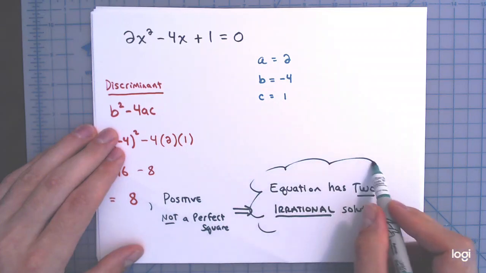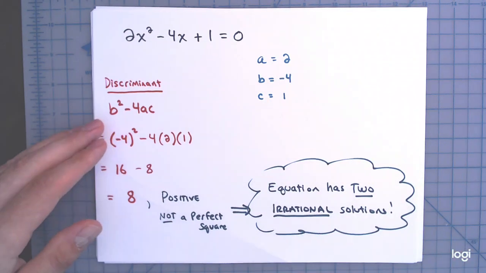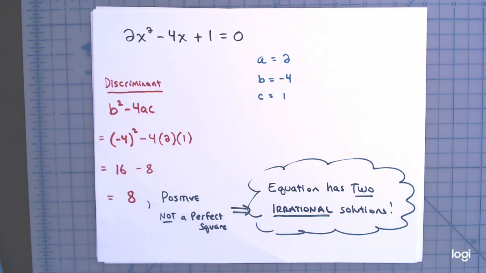Okay, and that's it. That was all I was asked to do. Find the value of the discriminant, if it was in standard form, which it was, and then use the value of that discriminant to say something about the nature of the solutions of the equation, what kinds of solutions it has.